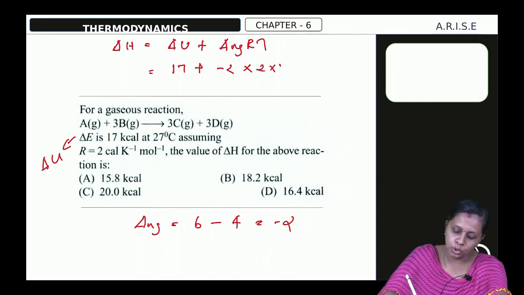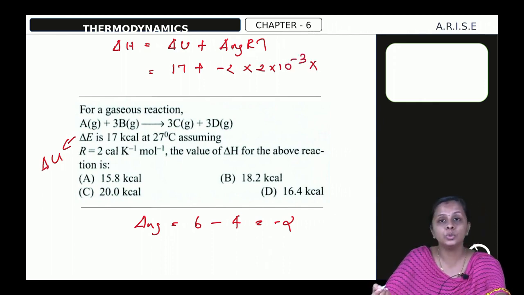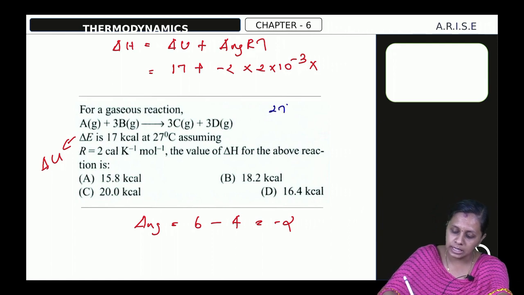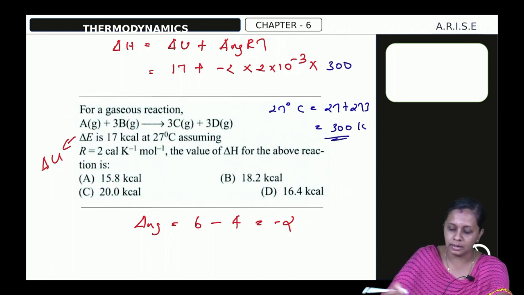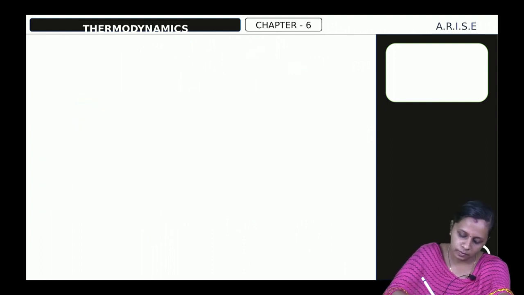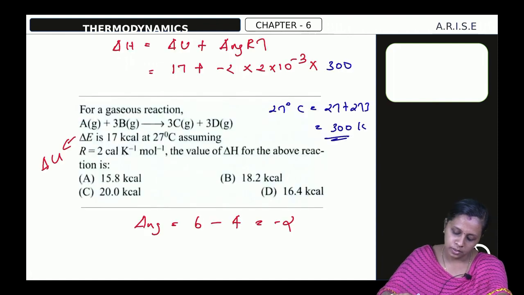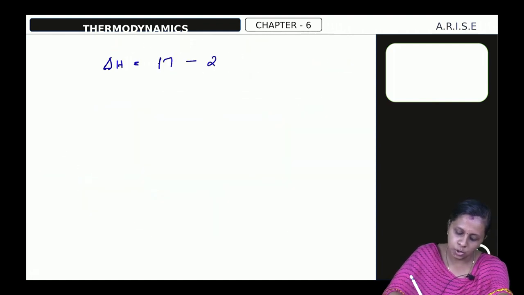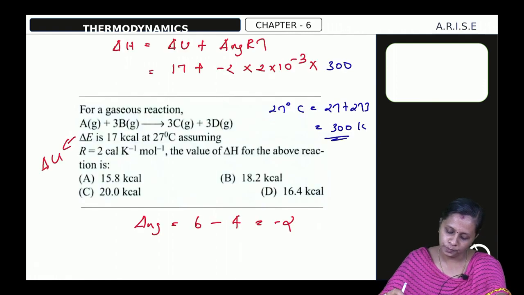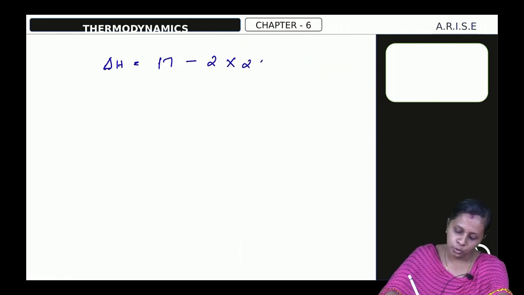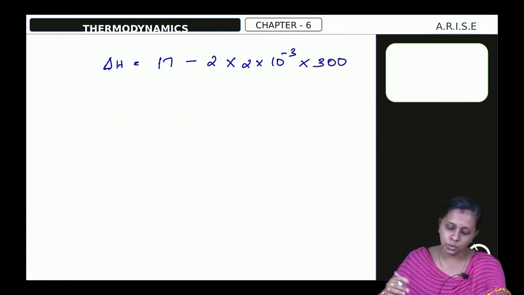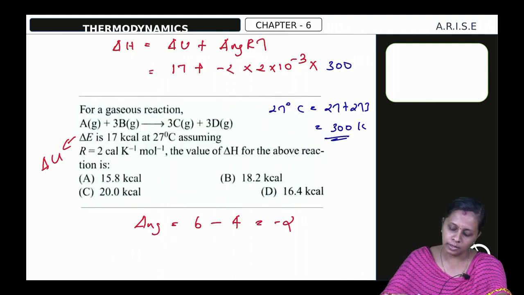So 2 into 10 raised to minus 3 into 27 degrees Celsius. So 27 degrees Celsius is equal to 27 plus 273, that is equal to 300 Kelvin. So into 300 Kelvin. So delta H is equal to 17 minus 2 into 10 raised to minus 3 into 300. So this is the substitution that we require.